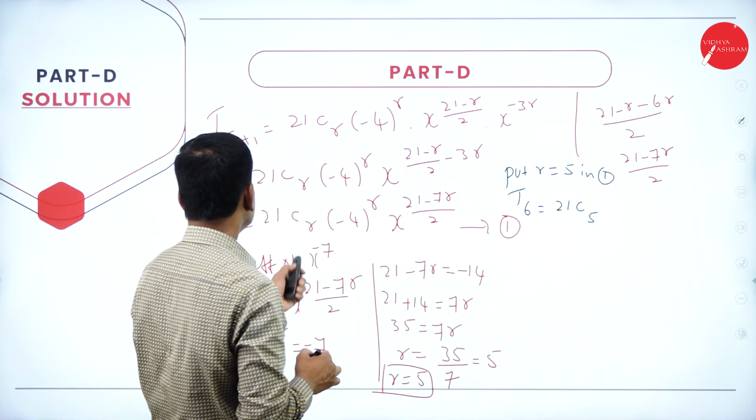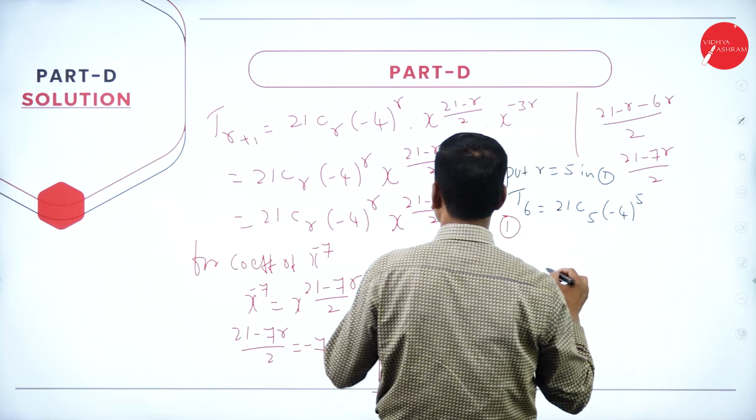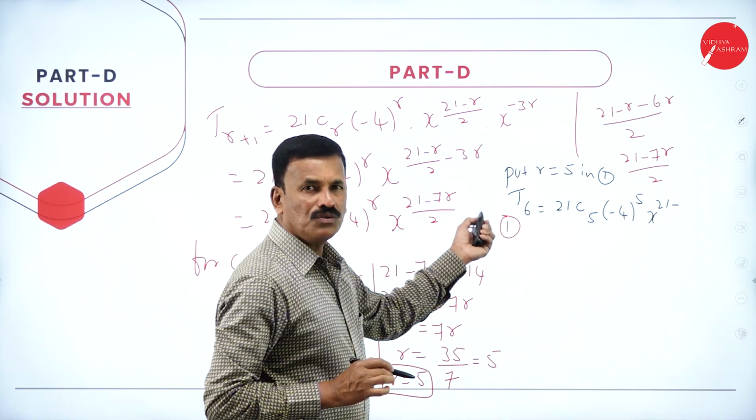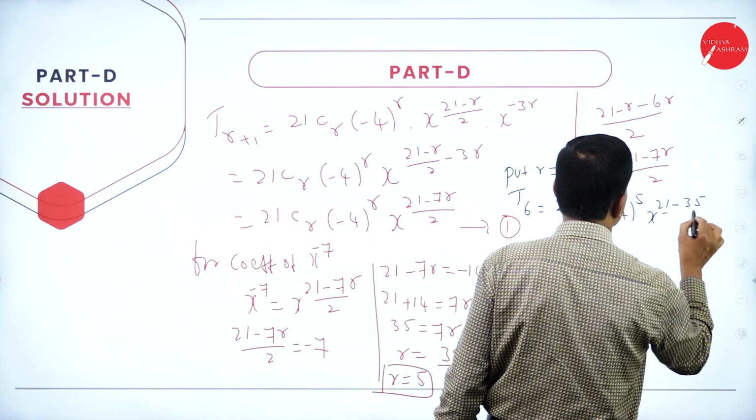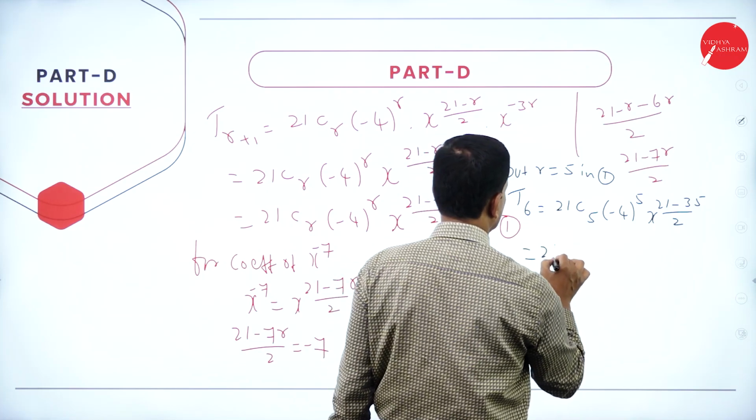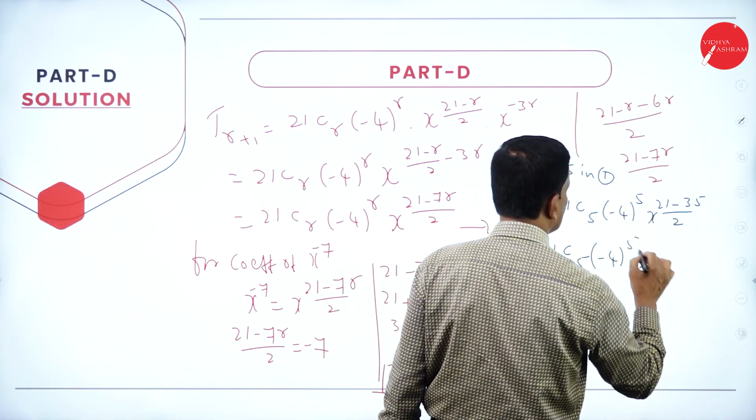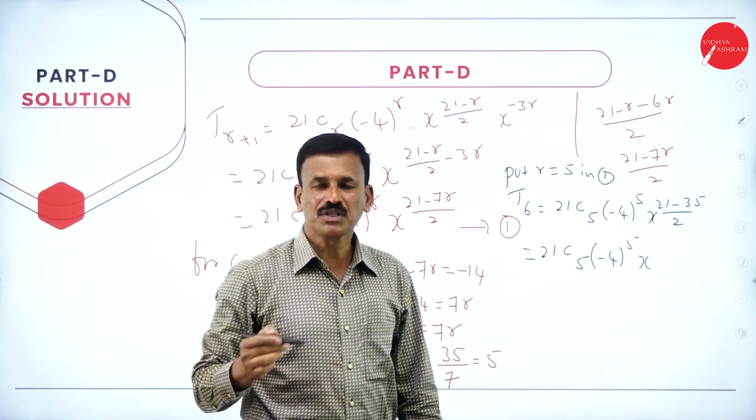21 C 5 into minus 4 to the power of 5 into x to the power of 21 minus 7 into r, r is 5, 7 5s are 35, divided by 2. So this is 21 C 5 minus 4 to the power of 5 into x to the power of 21 minus 35 over 2. What is 21 minus 35?